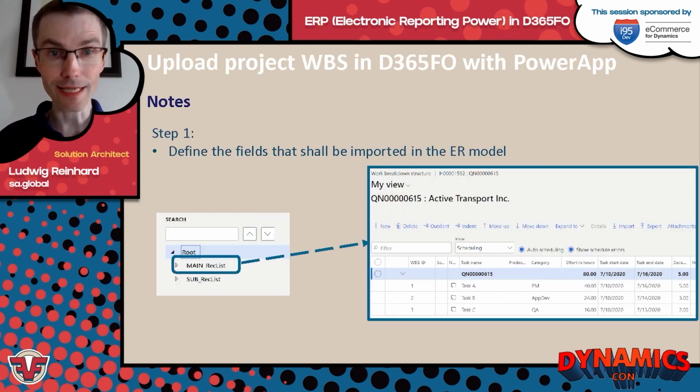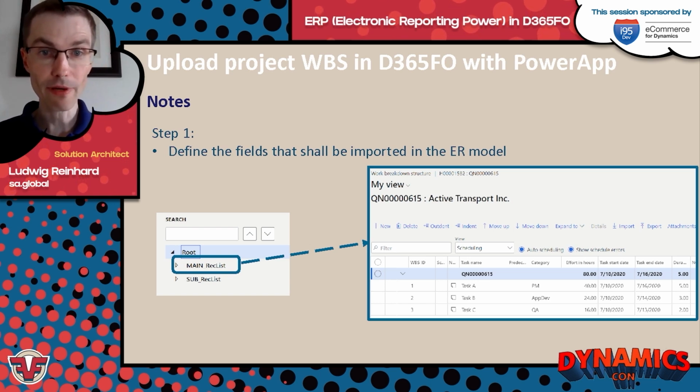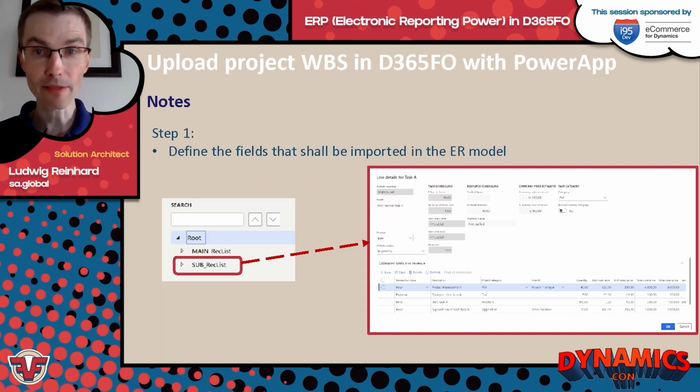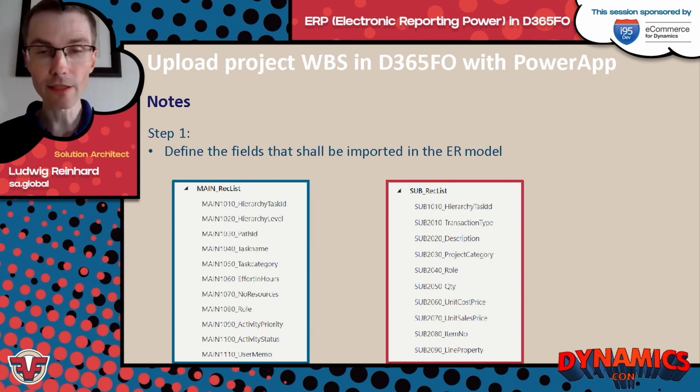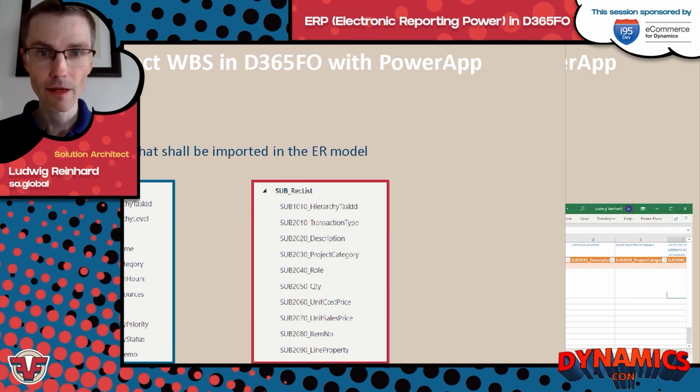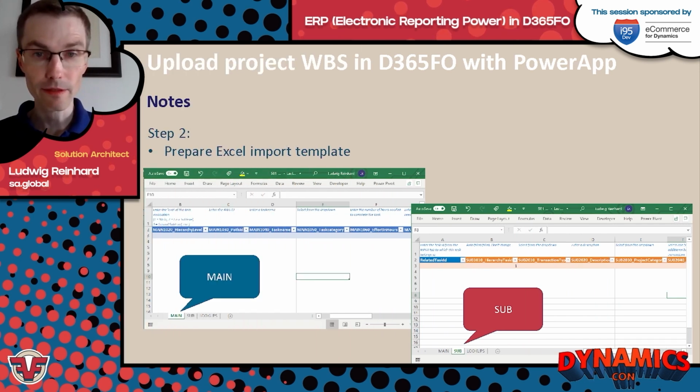First of all, I already showed you the main and sub record lists that help us import the WBS into Dynamics. Here I listed the main and sub record lists again, and the different fields that I used for importing the data. The next slide shows you the template that I used.